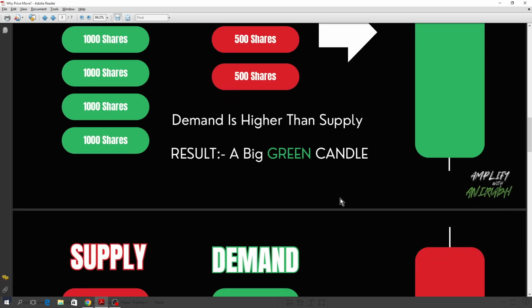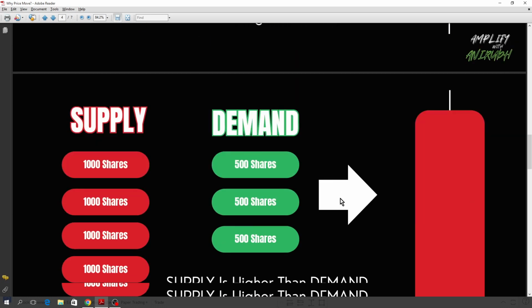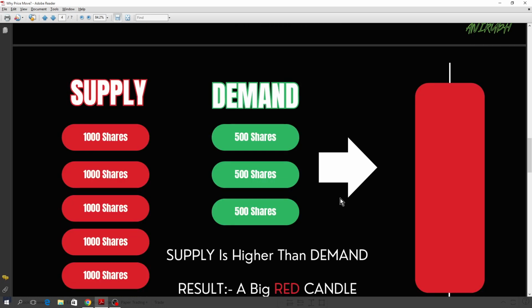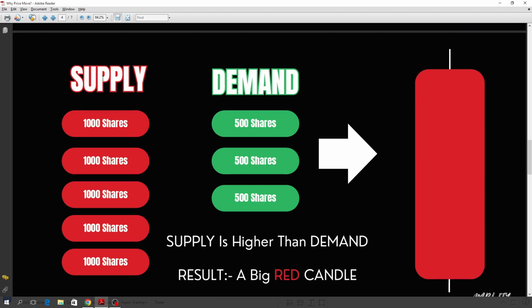Similarly, if we change the situation, this is imbalanced situation number 2, where supply is higher than demand. Okay, so if you are having 5,000 shares here which are available to be sold and only 1,500 shares are on the buying side, people are only going to buy 1,500 shares, then what does this situation tell you? It clearly says that the number of shares to be sold is higher than the number of shares to be bought.